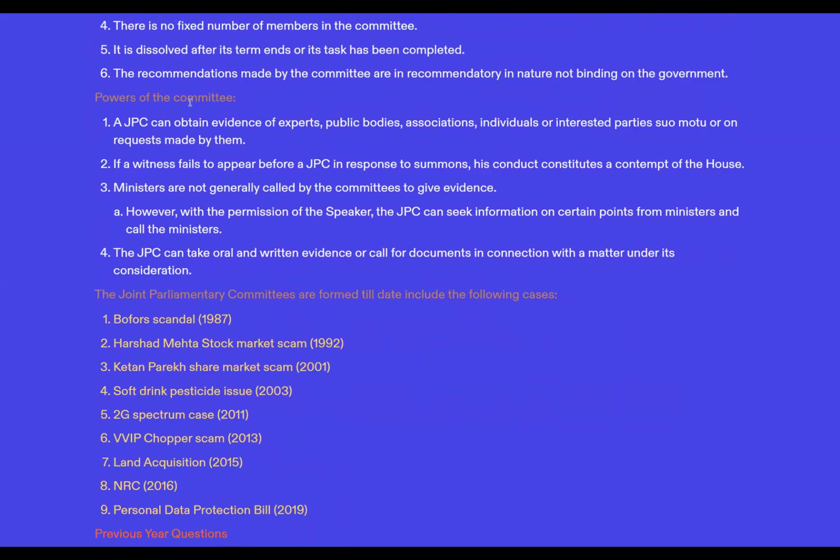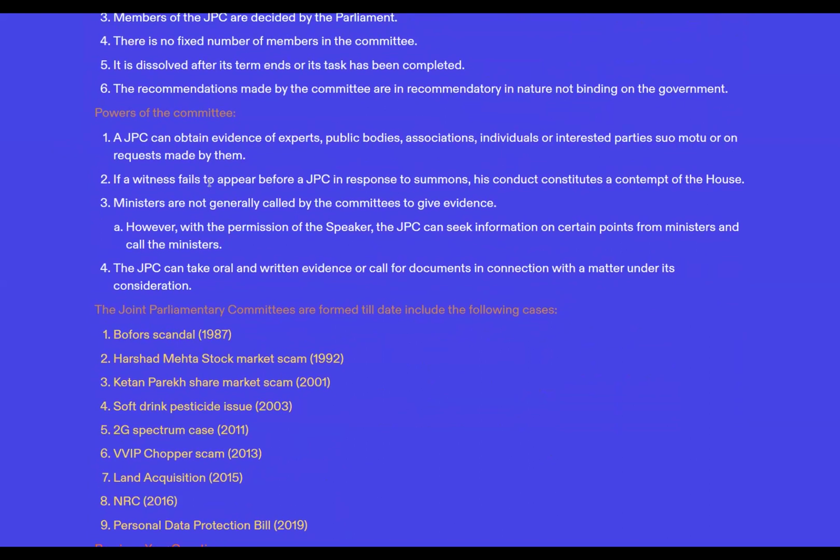What are the powers vested in the committee? It can obtain evidence of experts, associations, individuals, or parties suo motu. Suo motu means on its own discretion.